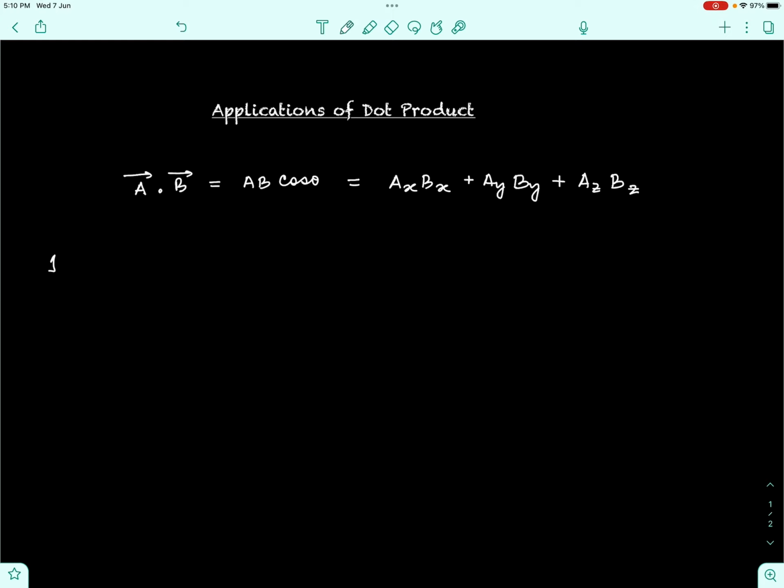Okay, so the first application of dot product is to identify whether two vectors are perpendicular to each other or not. We have already seen that if vector A is perpendicular to vector B, which means the angle between them is 90 degrees, the dot product between the two vectors is equal to 0. A dot B is equal to 0. So this particular result can be used to check whether two vectors are perpendicular to each other or not. If two vectors are given to you in their component form, you just find out their dot product to see if it is coming out to be 0, to check whether the two vectors are perpendicular.